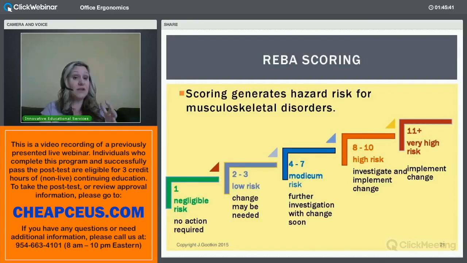So you could even think about, if you want to be the one to assess that patient while they're sitting in their workplace, you could have them sit at their workstation, have someone else take pictures of them, and let the patient bring it in, and then you could score out the assessment.